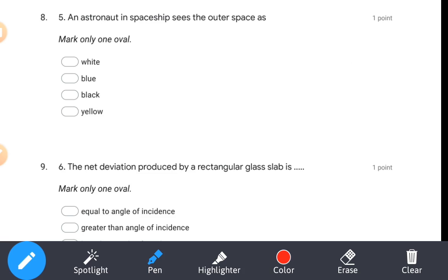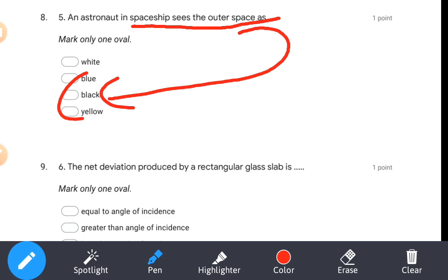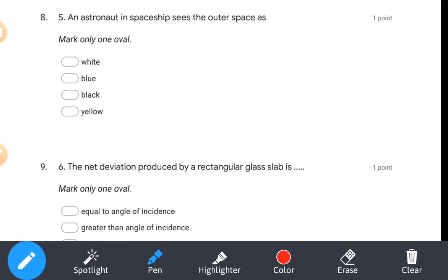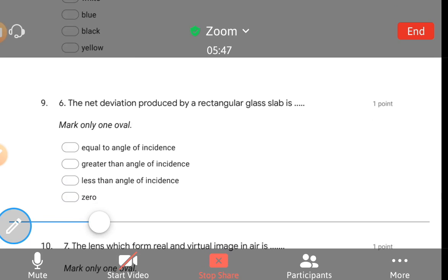Fifth question. An astronaut in a spaceship sees the outer space as what? Black in color, because there is no refraction of light in this space. Now the sixth question, let me drag upwards.